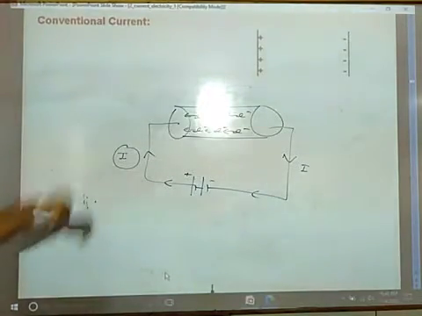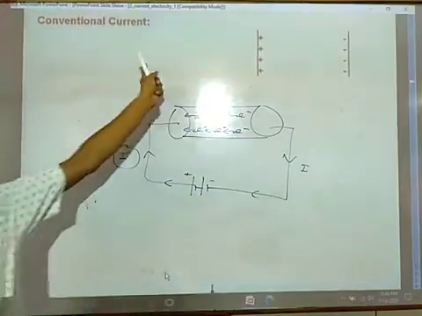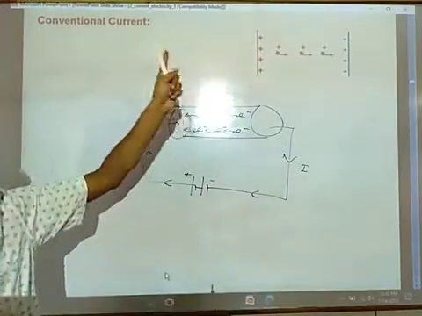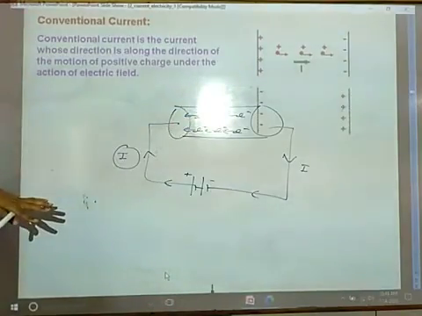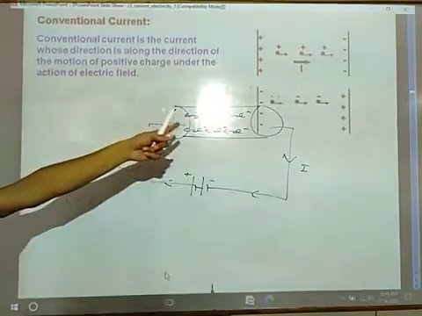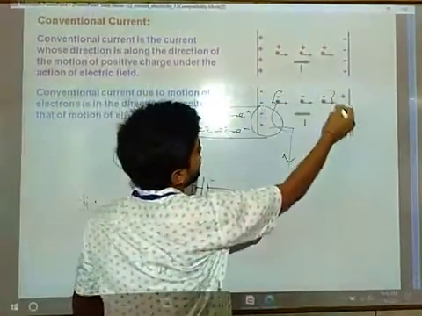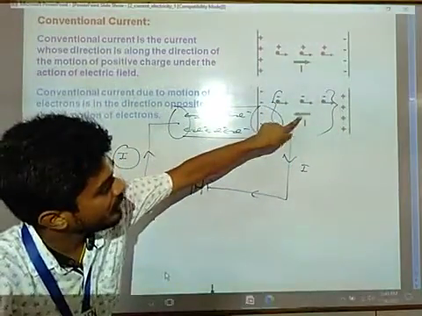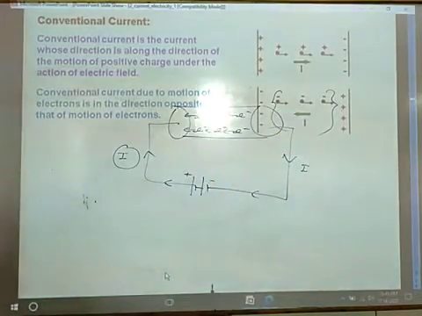You can see here, the positive charges are considered as the conventional current, but in actual fact the electrons move, and here we have mentioned that the direction of conventional current is opposite to the direction of electrons.